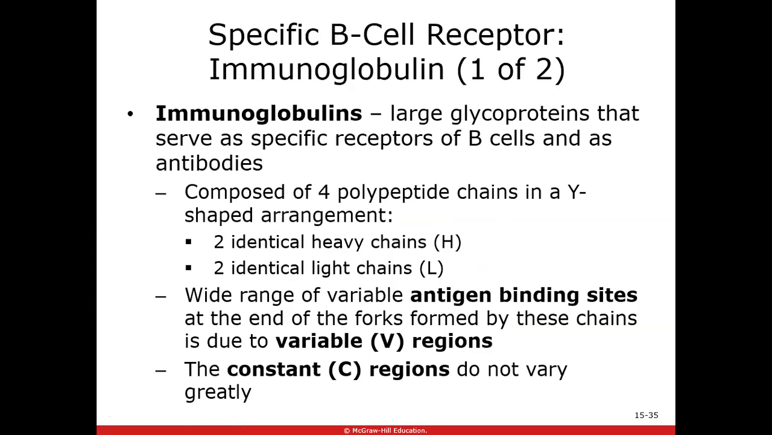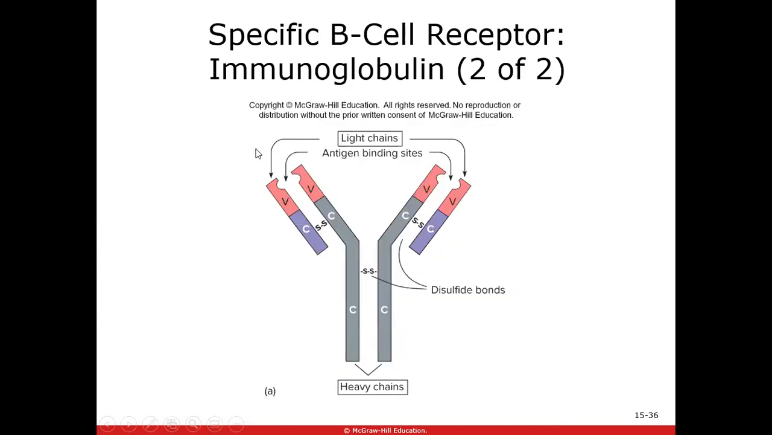Now let's talk about the specific B cell receptors. Let's talk about immunoglobulin. Immunoglobulin is also called antibodies. And they have antigen binding sites. I'm not going to have you get into this real specific, but know that immunoglobulins can attach to two different antigens. And this is where it has the antigen binding site.